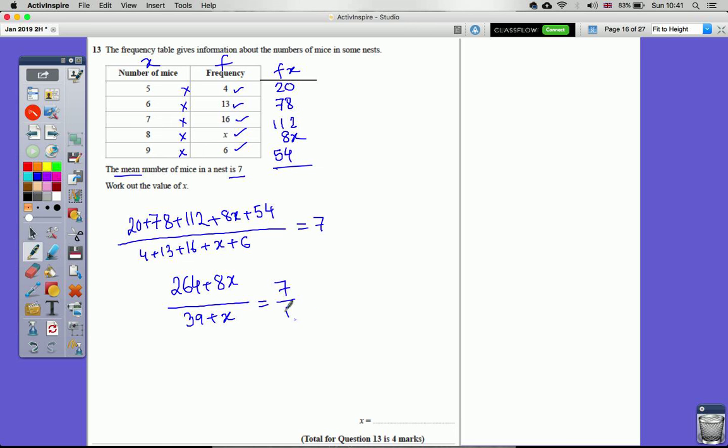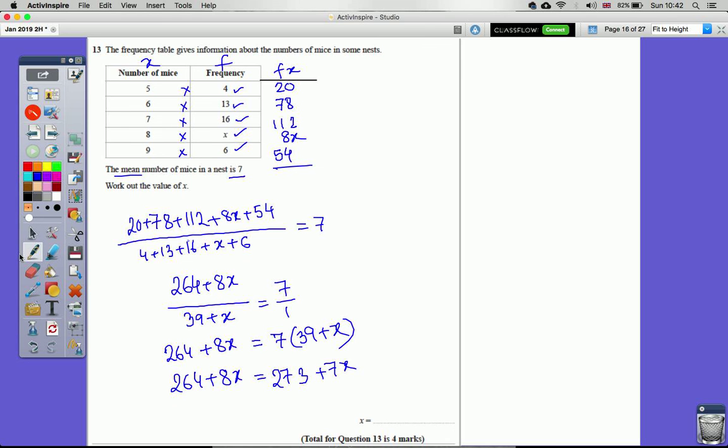Now I'm going to do cross multiplication. So 1 times 264 plus 8x is 264 plus 8x, which is equal to 7 multiplied by 39 plus x, which is going to be 273 plus 7x.